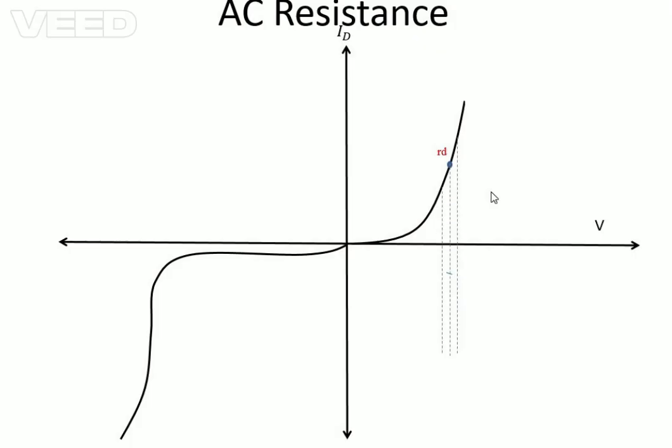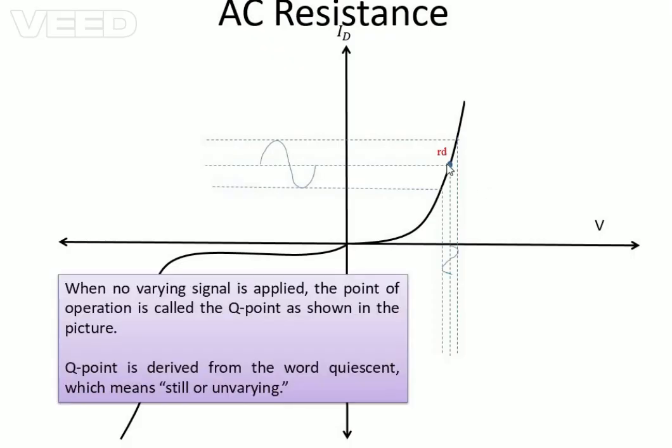In case of a DC resistance, this is something very simple. When we have DC input voltage, then this Q point is stagnant, unvarying, as long as there is no alternating input voltage. But the moment we start applying AC voltage, alternating voltage, which is input to the diode, this Q point starts varying up and down according to the variations in this alternating voltage, AC voltage.